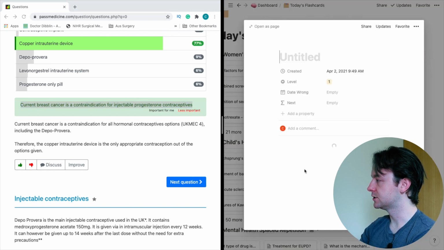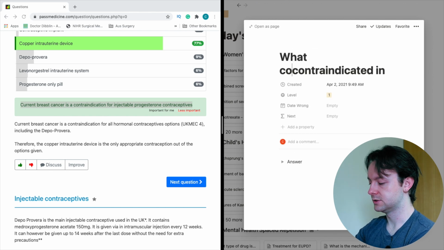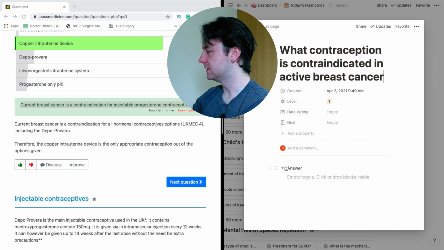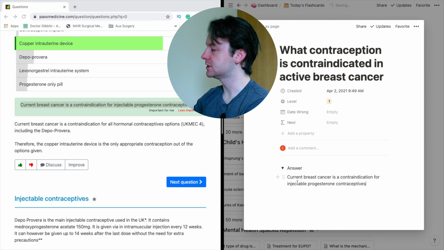Now, if you press the new flashcard template, it should come up with a little toggle at the bottom. And what I need to remember is that current breast cancer is a contraindication for injectable progesterone contraceptives.